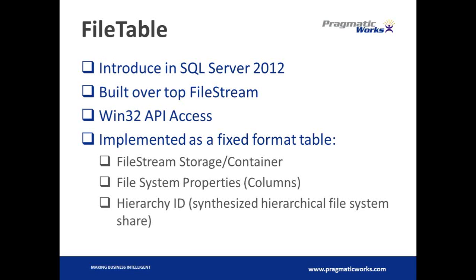It gives us Win32 API access over Filestream. It's a brand new type of table. It is a fixed format table. It uses Filestream as the storage container, and the table, which we'll see shortly in the demo, actually has columns for all the file system properties. It uses a hierarchy ID to synthesize the hierarchy that's found in a file system.